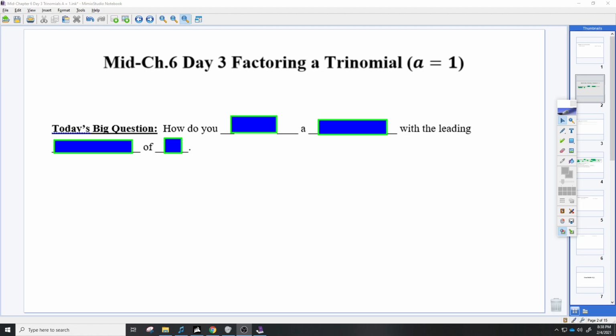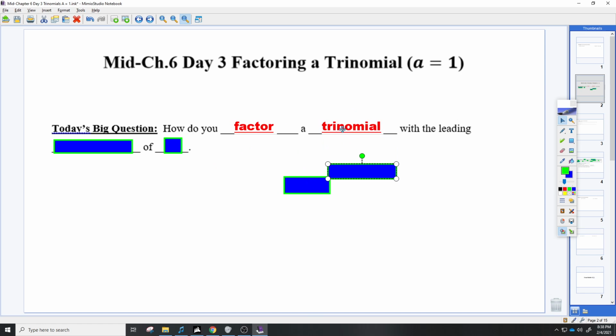So we're going to move on to another section of factoring. So we already did GCF, the greatest common factor. Now we're going to move on to day 3. This is going to be factoring a trinomial where a equals 1, and I'll explain what that means in a second. So what we're going to do is figure out how to factor a trinomial with a leading coefficient of 1.